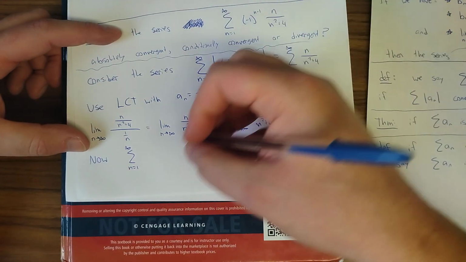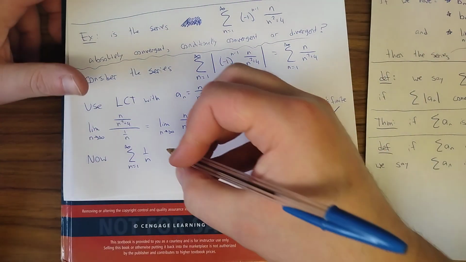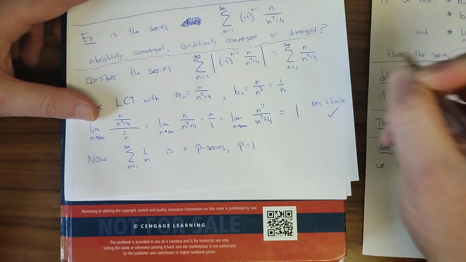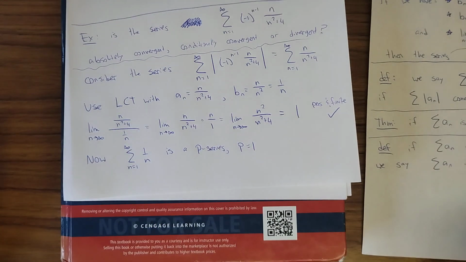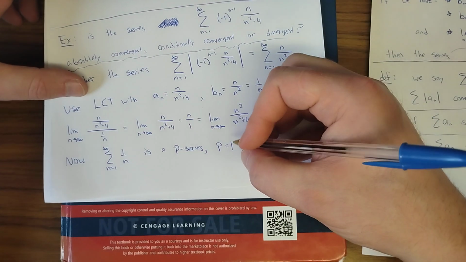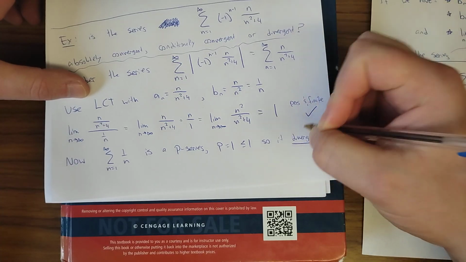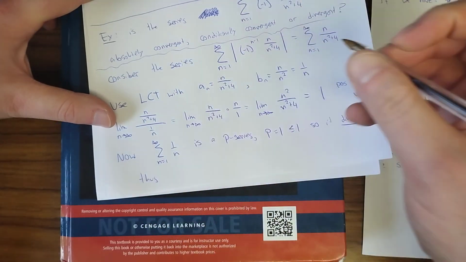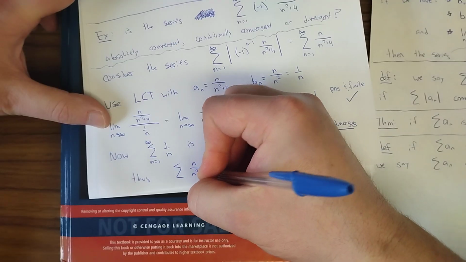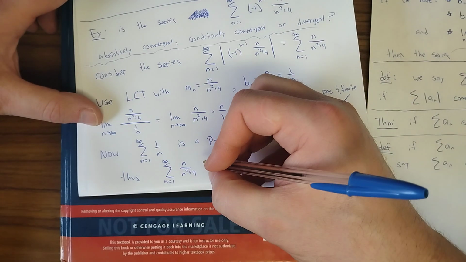So the series that I get by putting a sigma in front of my b sub n, look, that's a p series. P is equal to 1, and a p series diverges if p is less than or equal to 1. Therefore, because we knew that these two series do the same thing, this one also diverges.